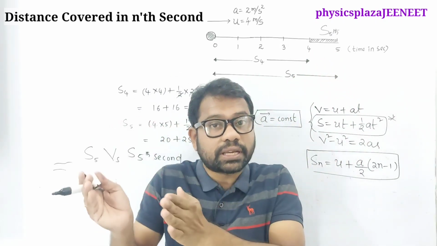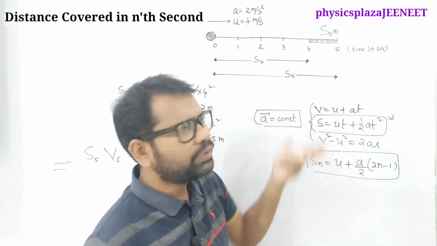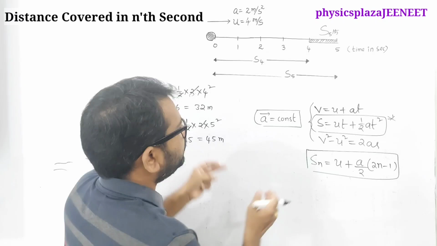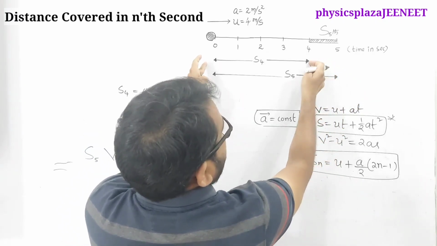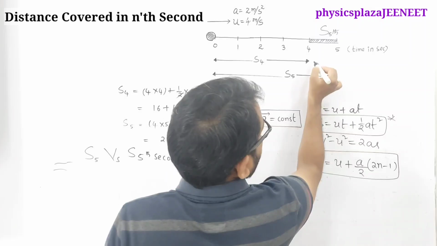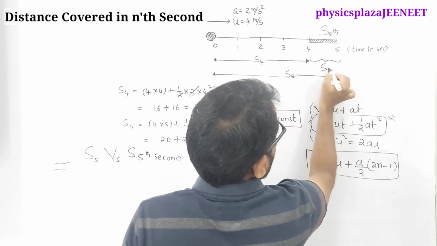Distance covered in the 20th second, 19 to 20. But how to calculate this? Very simple. Sir, we already know the distance covered in 5 seconds, and we know the distance covered in 4 seconds. Let us subtract. This will give you, children, the distance covered in the 5th second.